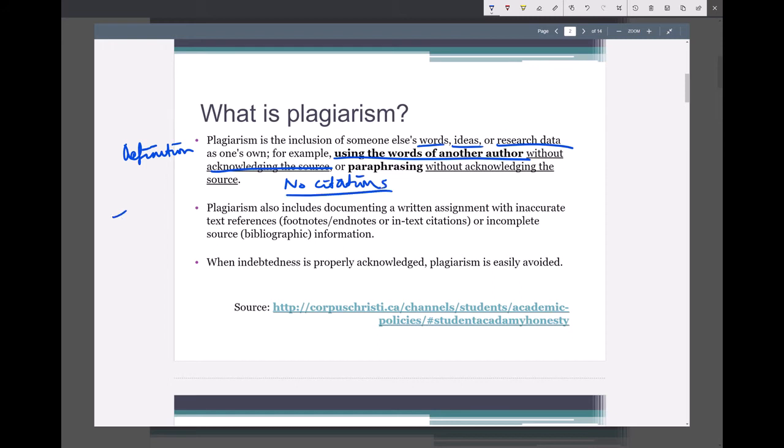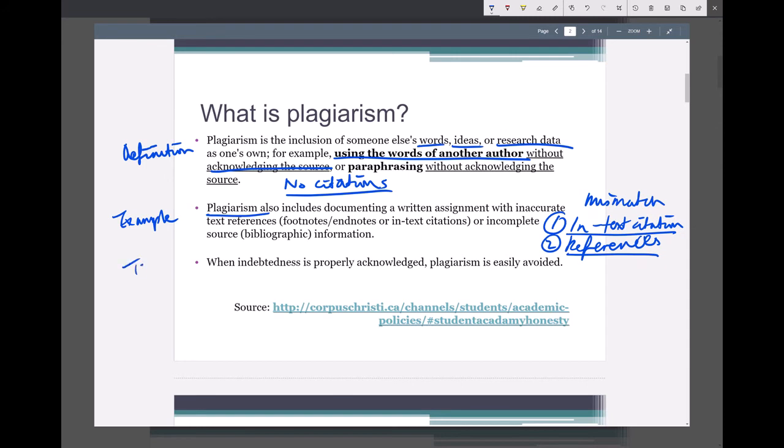And then examples would include mismatch. Remember the two places you need to cite: in-text citation and references. When these don't match in your essay, that also counts as plagiarism.